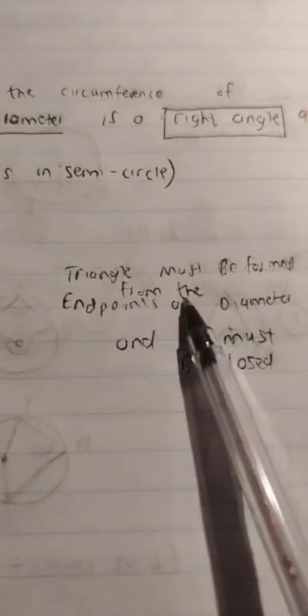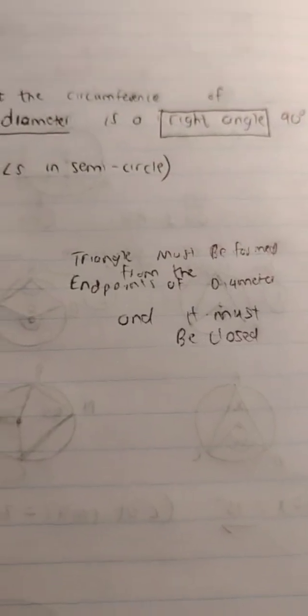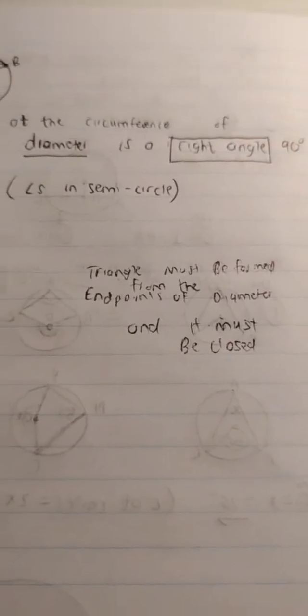These are the key things. So your triangle must be formed from the end points of your diameter. That's one. And it must be closed. That is the angles in a semicircle. Guys, if that is sorted, then you are good. You are sorted. All right.